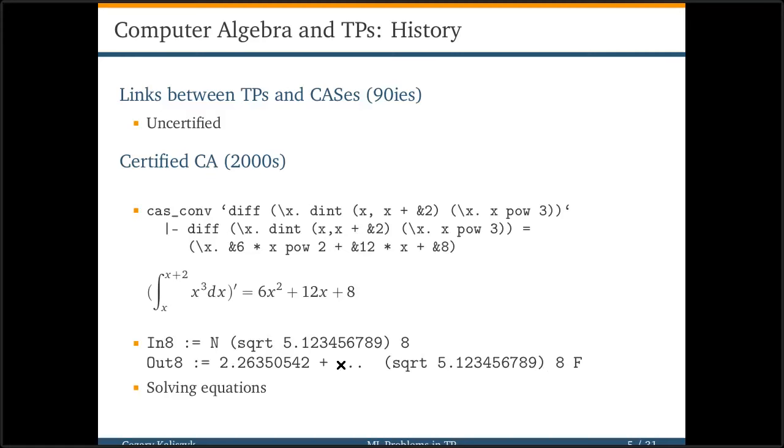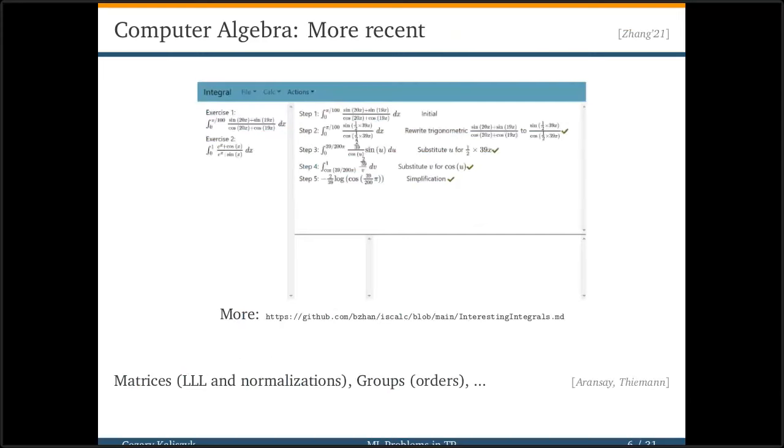Over time, this has been pushed pretty far. There are people like Bohua Zhang at the Chinese Academy of Sciences, who has been developing a system for solving more complex integrals, so some of those that computer algebra systems cannot solve in one step, where you are performing some transformations, and all of this is done with proofs. I will again click on the link.